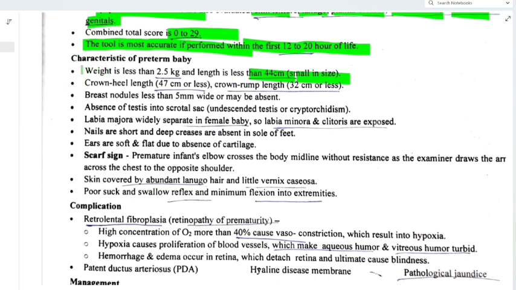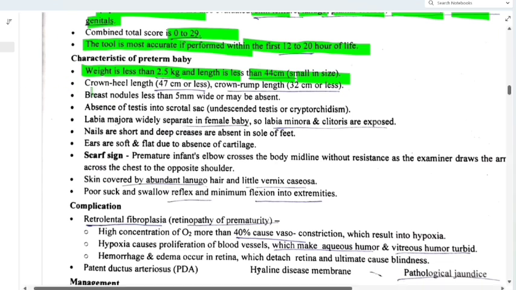Okay, so this is the first point: weight will be 2.5 kg or below, and length will be less than 44 centimeter. That is small in size. Then crown heel length will be 47 centimeter or less. Then crown rump length will be 32 centimeter or less. Then breast nodules less than 5 millimeter wide or may be absent.